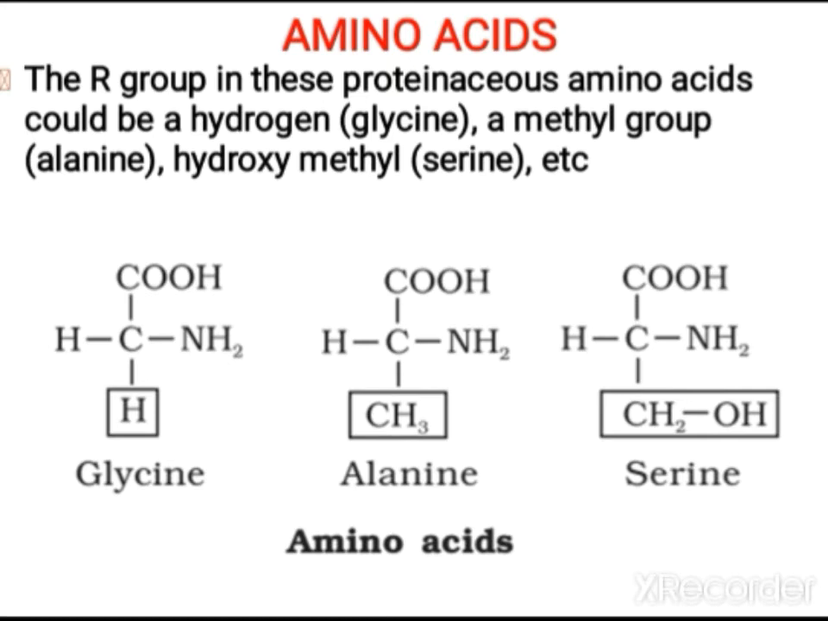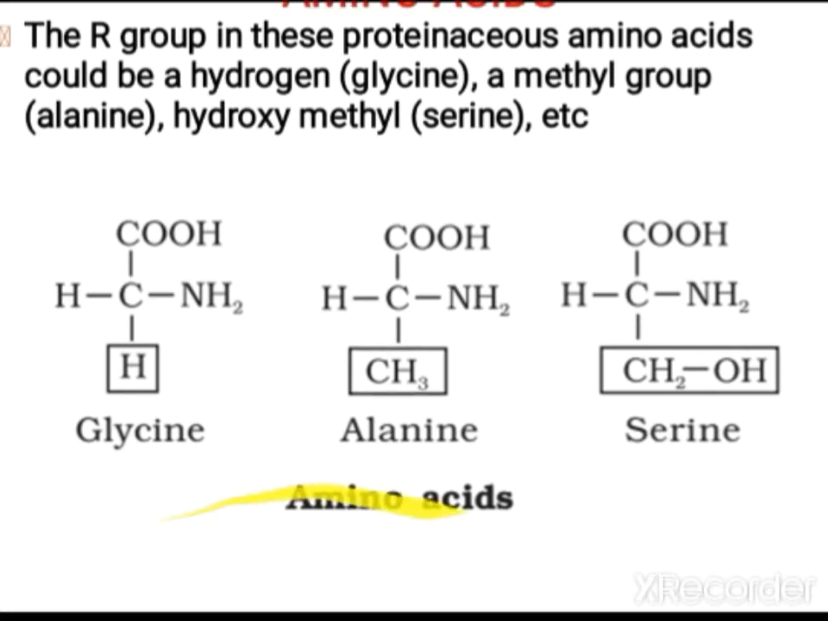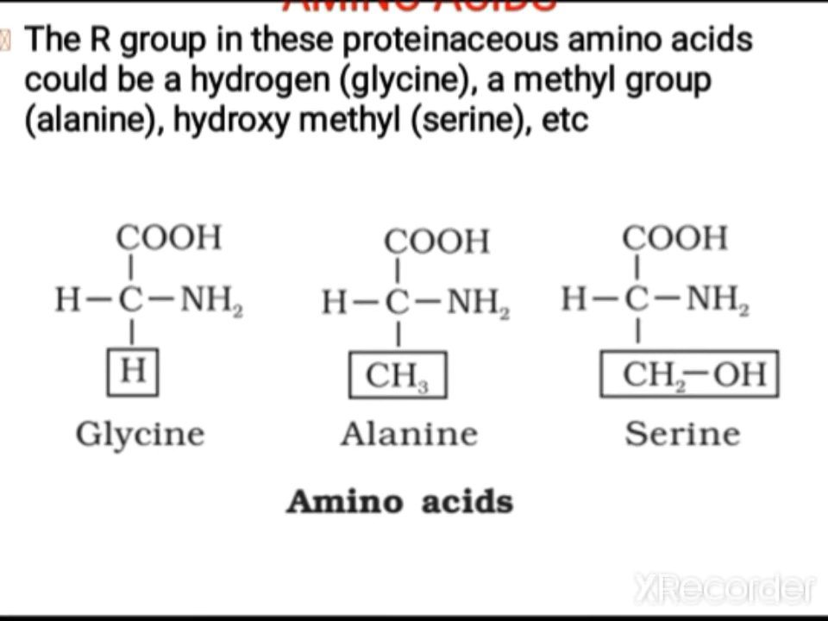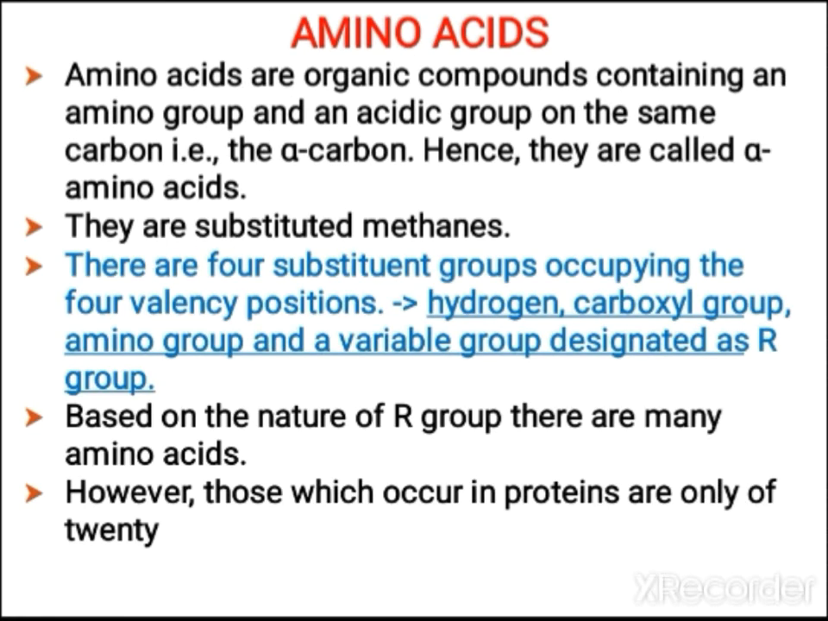You can see in all amino acids, glycine, alanine, serine, everything is the same; only the box portion is varying. In glycine, hydrogen is present. In alanine, you can see a methyl group, and in serine you can see the hydroxymethyl group. So only in the R group will the amino acid be varying.